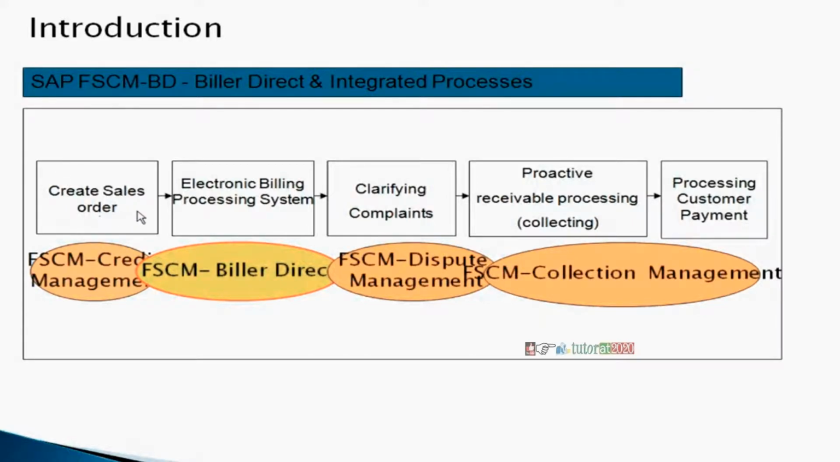The process works like this: you create a sales order, electronic billing processing, clarifying the complaints, proactive receivable processing, and processing customer payment. Create a sales order, it will do a credit check. You see that, right? FSCM credit management. During create sales order, credit management functionality will be called up. At the time of electronic billing and processing, the Biller Direct module will be called up. Clarifying the complaints, if the customer has any discrepancies, will be taken care of by your dispute management. If your client wants to do proactive collection, then collection management will take care of it. Finally, processing customer payments in SAP. So this is how Biller Direct is integrated with the other FSCM modules.